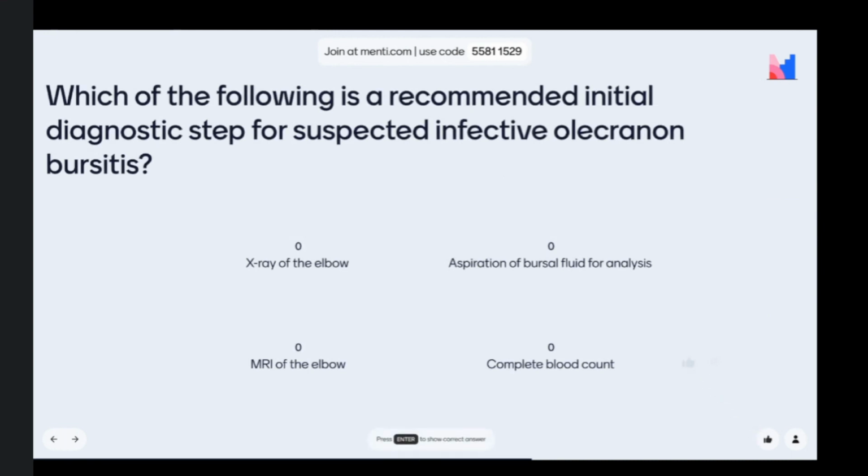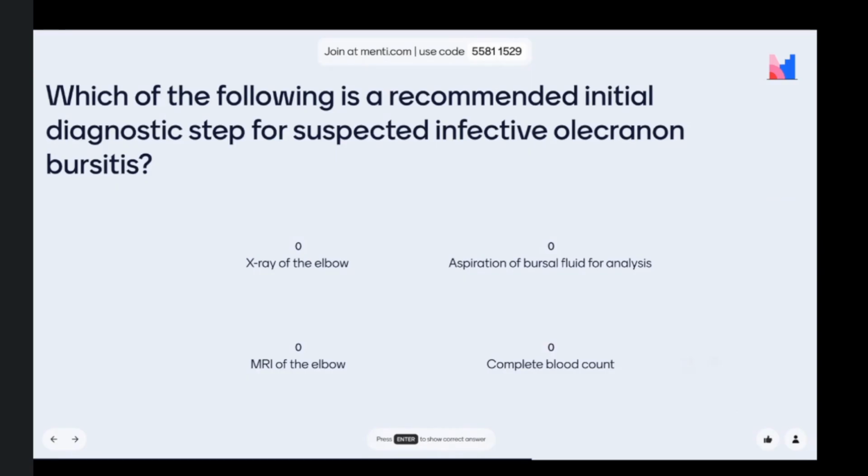So now we have the next question. Which of the following is the recommended initial diagnostic step for suspected infective olecranon bursitis? So now you suspect an infection. What will you do? Will you do an X-ray of the elbow, an aspiration of bursal fluid for analysis, an MRI of the elbow, or a complete blood count? You have just one answer.